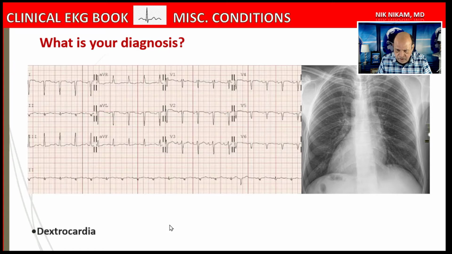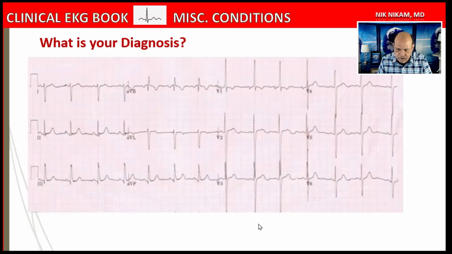All right, here's another example of a dextrocardia with the right axis deviation, an RSR prime here, but loss of R waves in the lateral chest leads. Okay, what is your diagnosis here? We have a right axis deviation here. We have a right ventricular hypertrophy here and STT strain.